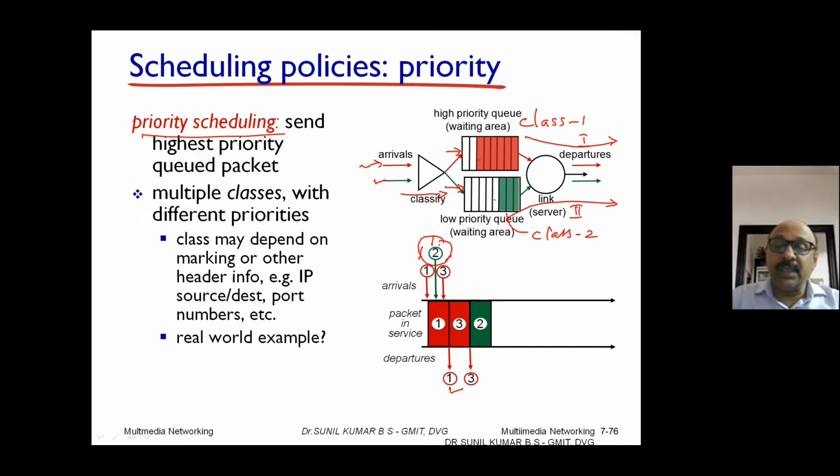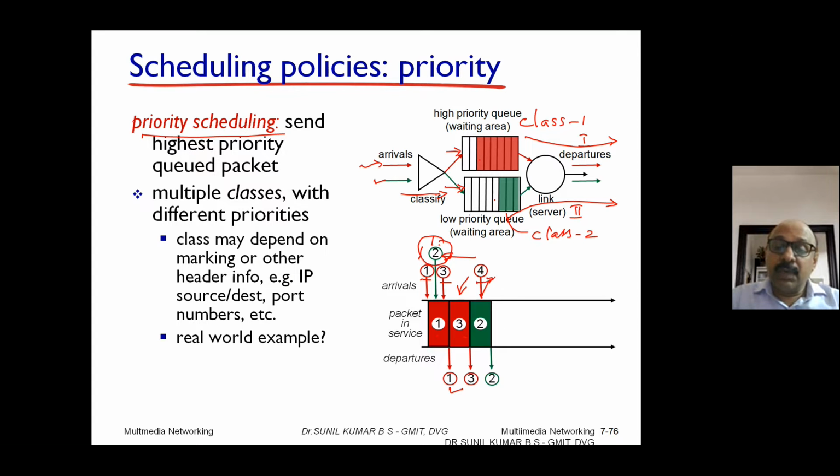it has arrived and it is available in the queue. It will not be delivered. Rather, packet 3 is delivered. Why? Because packet 1 and 3 are class 1 packets. They have got higher priority than class 2, that is packet 2, and hence these two will be given service. Only then the class 2 packet, that is 2, will be given service.